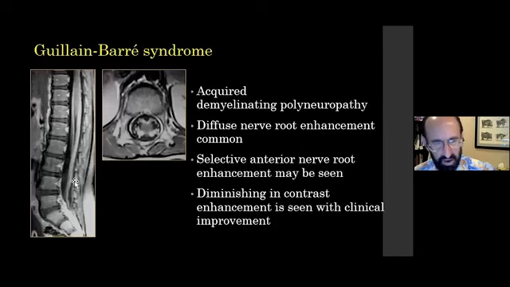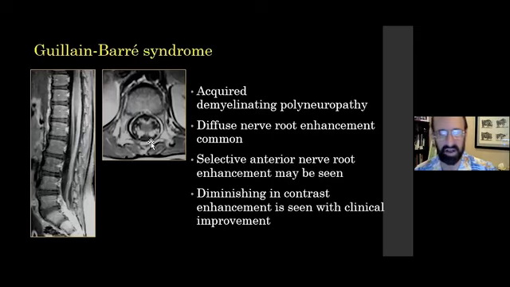Here's an example of Guillain-Barré. In this case, there is diffuse enhancement of the nerve roots of the cauda equina. However, it may be isolated to the anterior, more motor nerve roots. When you see that favoring the anterior motor nerve roots, we go more commonly with Guillain-Barré. And this is sometimes also known as acute demyelinating polyneuropathy with the diffuse nerve root enhancement.